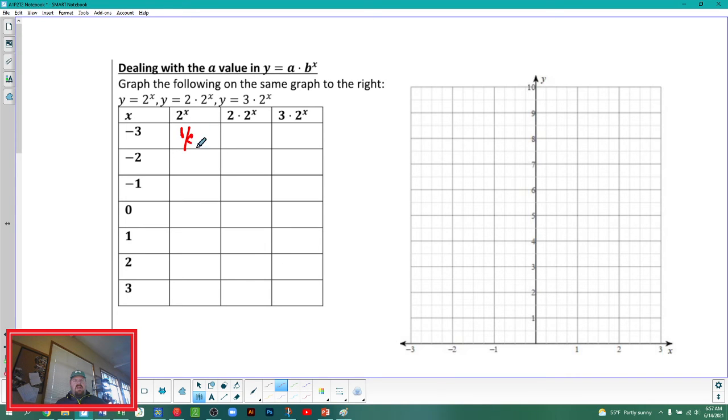So for the base function here, the 2 to the x, 2 to the -3 is 1/8. I was going to say -8. That's not true. 1/8. 2 to the -2 is 1/4. 2 to the -1 is 1/2. 2 to the 0 is 1. 2 to the 1 is 2. 2 to the 2 is 4. And 2 to the 3 is 8. Let's go ahead and graph that one while we've got it. Something we can work with. At -3, it's 1/8. At -2, it's 1/4. -1, it's 1/2. 1, 2, 4, and 8.